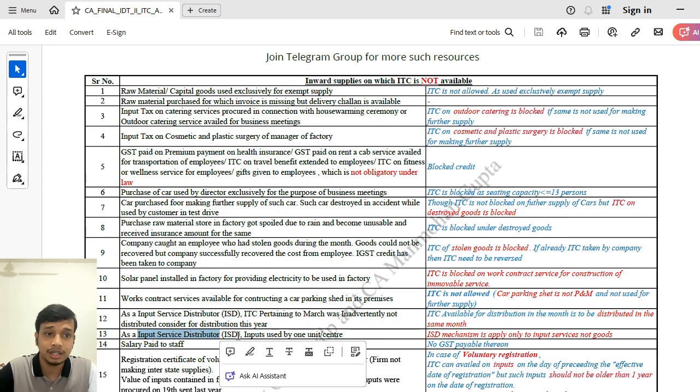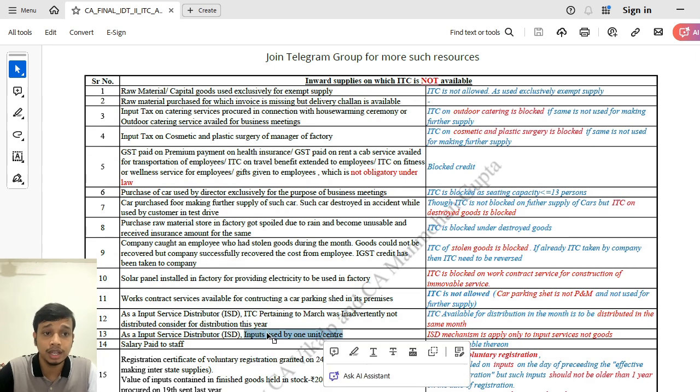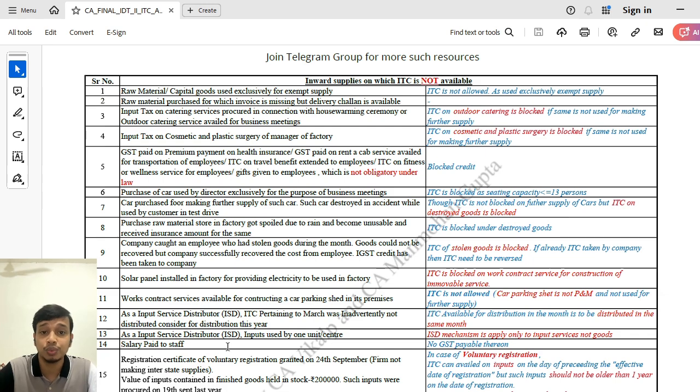In case of ISD, inputs used by one unit. Here only inputs is mentioned. It means input for goods.